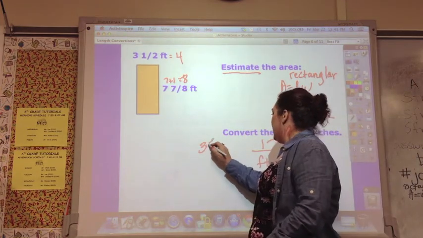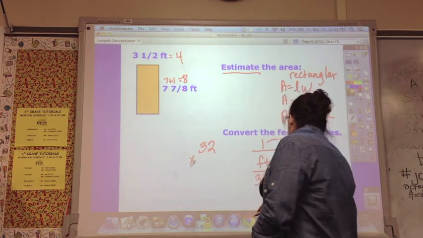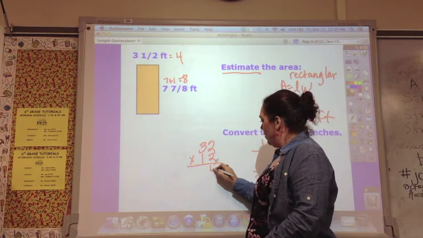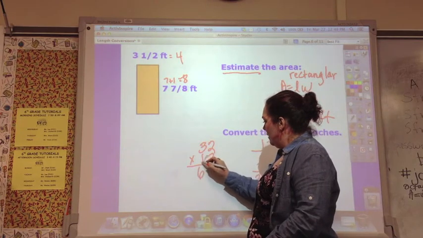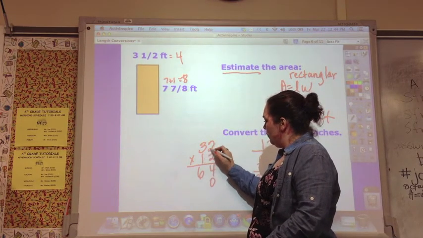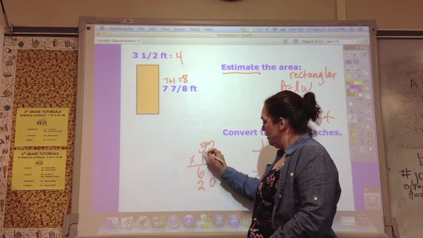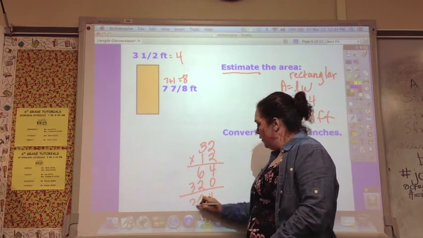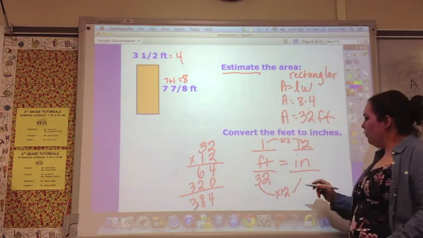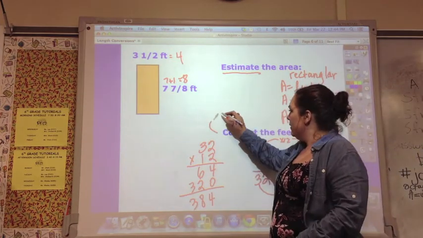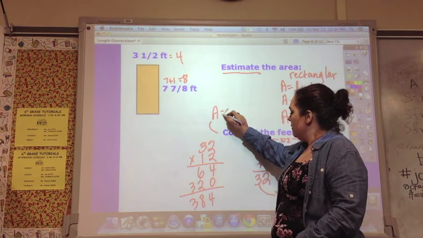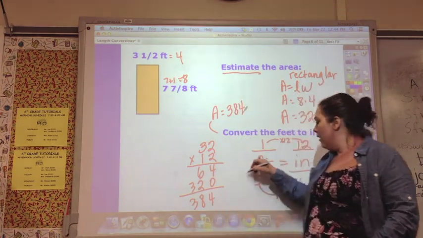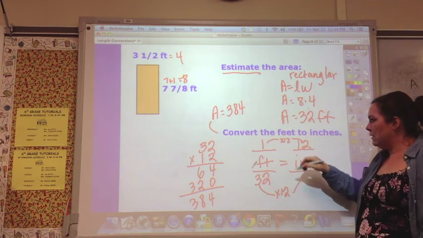So I've got 32 times 12. So that's 4 and 6, and then bring down the 0. 1 times 2 is 2, and then 3, and add: 384. So my answer is area equals 384, and now I'm in inches.